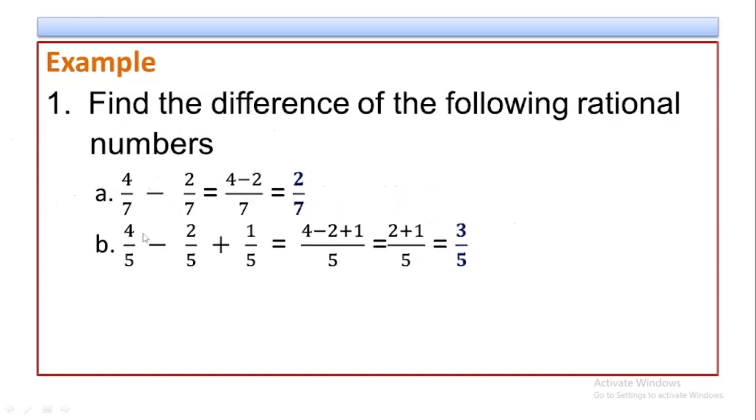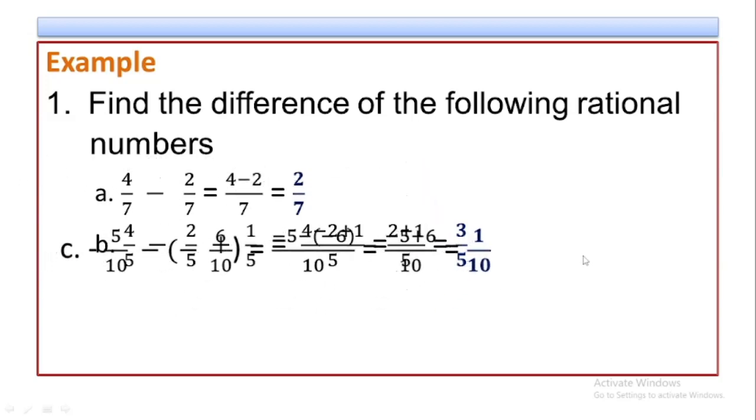The second one is 4 over 5 minus 2 over 5 plus 1 over 5. They have the same denominator. Take this denominator 5 and solve for the numerators based on the given signs: 4 minus 2 plus 1. 4 minus 2 is 2, plus 1 is 3, so 3 over 5 is the answer of this expression.